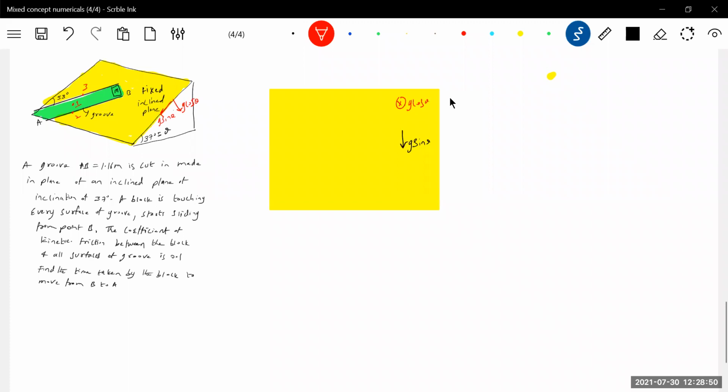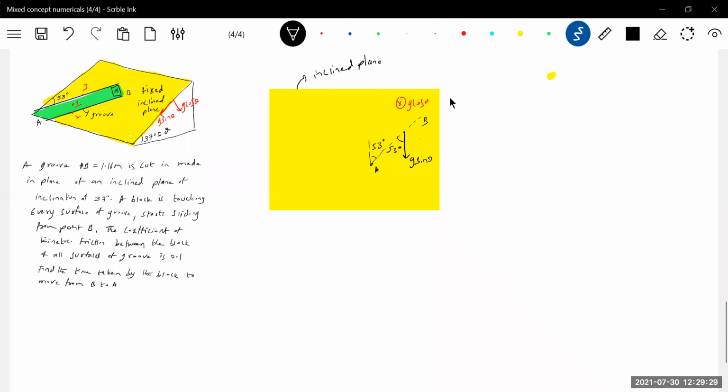g cos theta will be perpendicular. What is this yellow color? Inclined plane. How is the groove? Don't show the block, just show the groove like this. The groove AB will be like this. Then we'll bring the block later on. So this AB. Now with the inclined plane, what is this angle? 53 degrees. This angle will be 53 degrees.